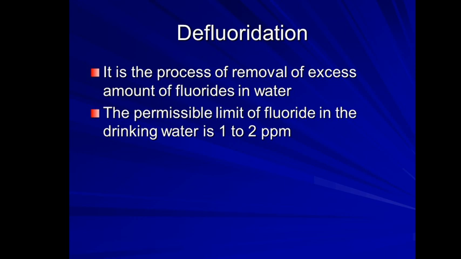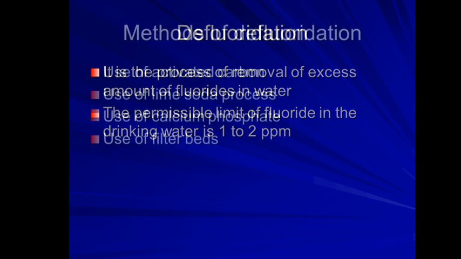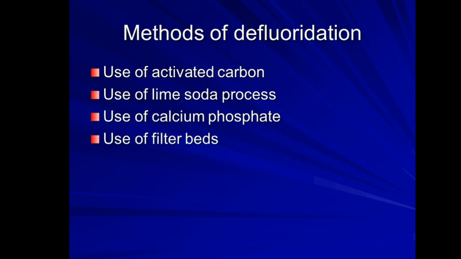Okay, so the defluoridation process is done to maintain the permissible limit of fluoride in drinking water. And what is the permissible limit? 1 to 2 ppm. So for the removal of excessive fluoride, we do defluoridation and maintain 1 to 2 ppm of fluoride in the water. Defluoridation can be done by using activated carbon, by the lime soda process, or by using calcium phosphate. We can remove the fluoride content from the water this way. So these are the different methods of defluoridation.